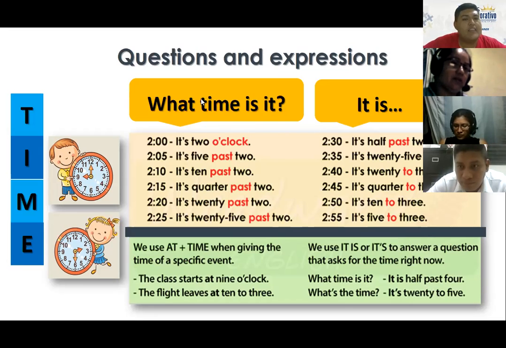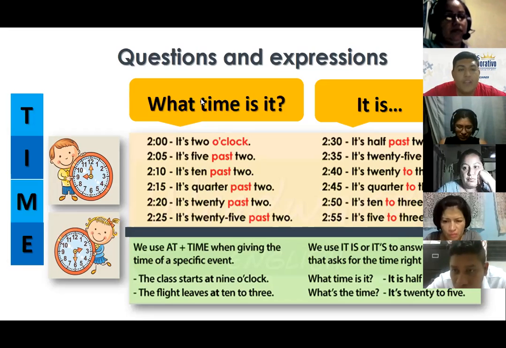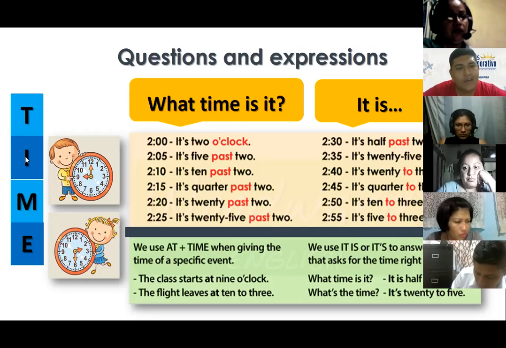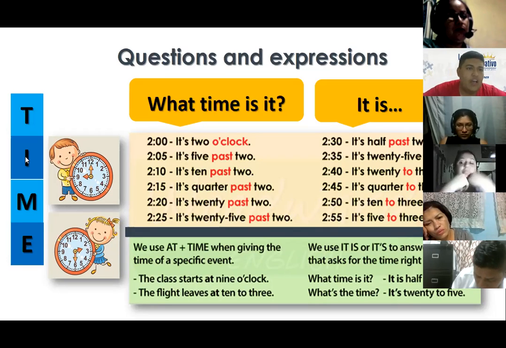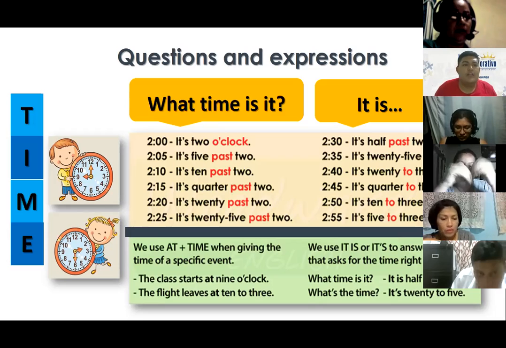¿Qué sucede cuando queremos decir que ha pasado media hora? Son las 2:30, son las 3:30, son las 4:30. Entonces, ustedes van a decir, it's half past 2. Ha pasado media hora de las 2 de la tarde. It's half past 3. It's half past 5. It's half past 6. Y así van a ir diciendo la secuencia, ¿ok?